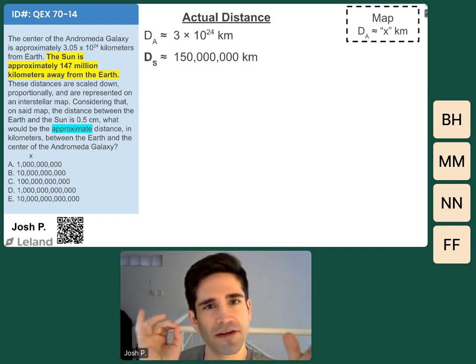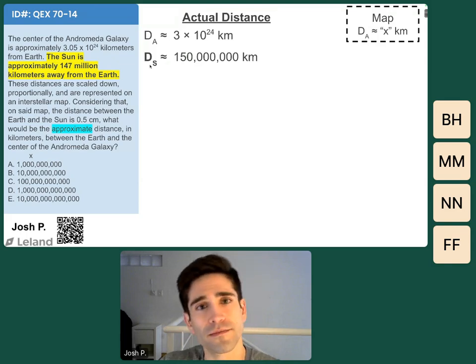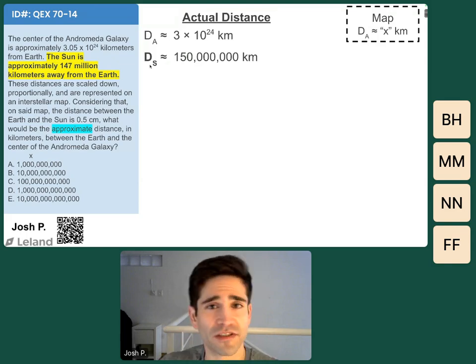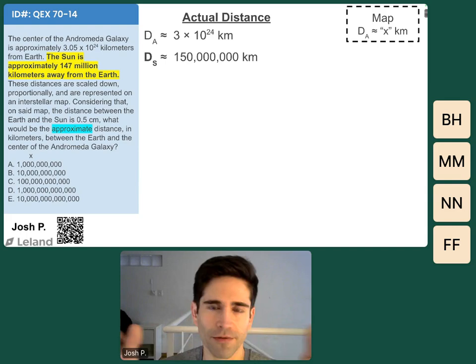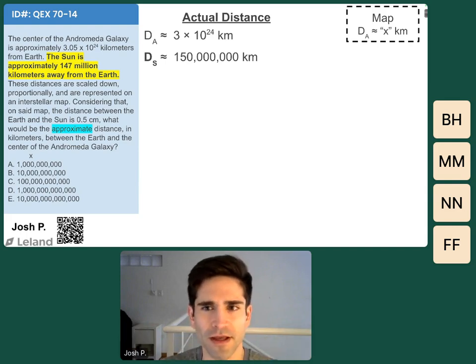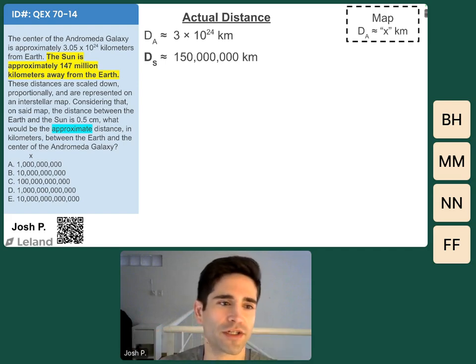And you should always have in the back of your head, all right, I rounded the distance to Andromeda a bit lower than it actually is, and I'm making the distance to the sun a bit more than it is. So in some way, perhaps you're balancing it out. That's great. Just know that what you're doing is completely fine and is encouraged for these types of exercises.